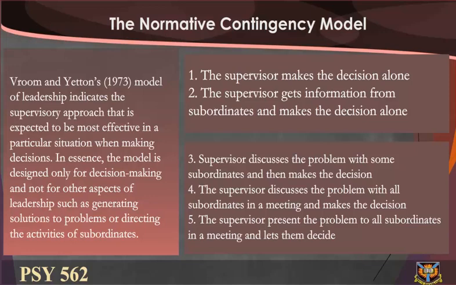1. The supervisor makes the decision alone. 2. The supervisor gets information from subordinates and makes the decision alone. 3. The supervisor discusses the problem with some subordinates and then makes the decision. 4. The supervisor discusses the problem with all subordinates in a meeting and makes the decision. 5. The supervisor presents the problem to all subordinates in a meeting and lets them decide.